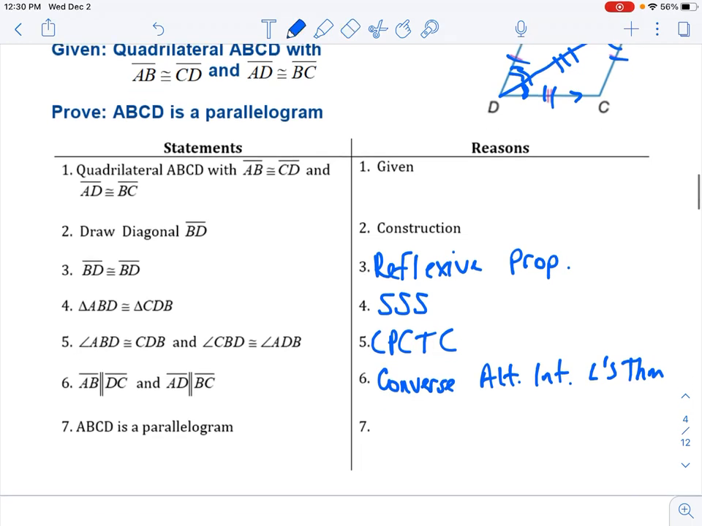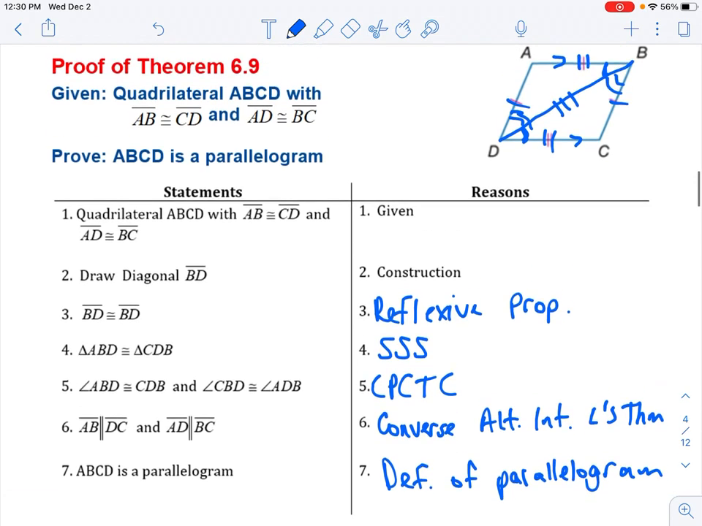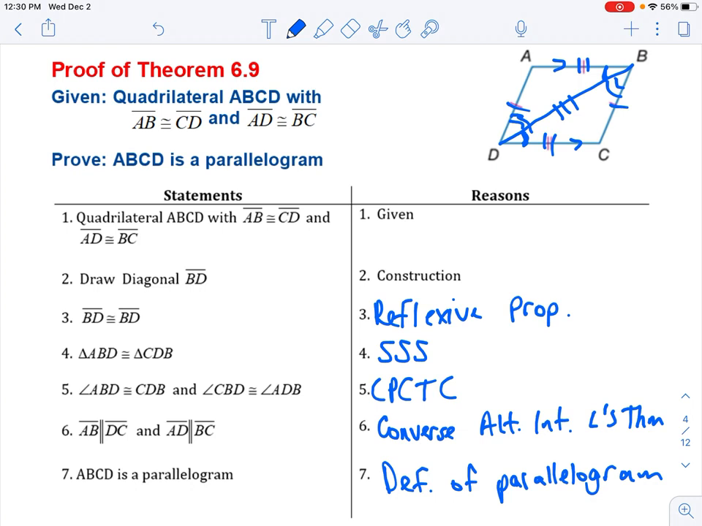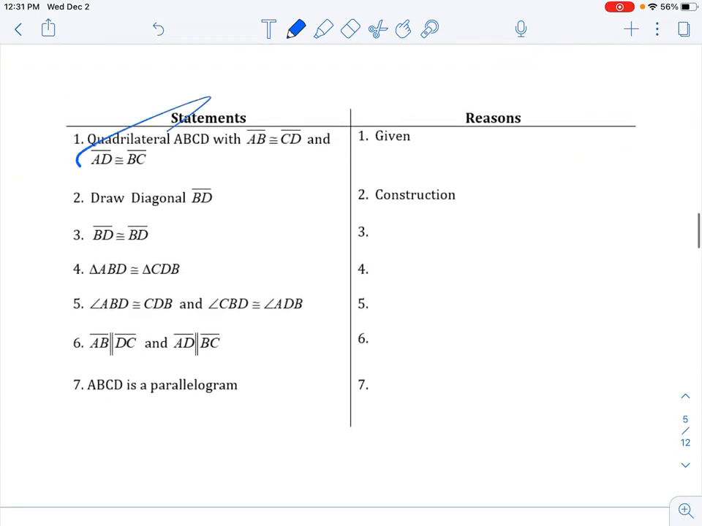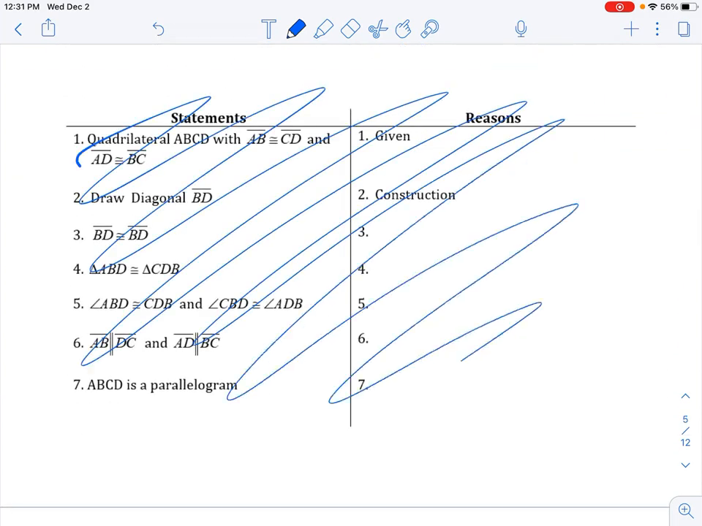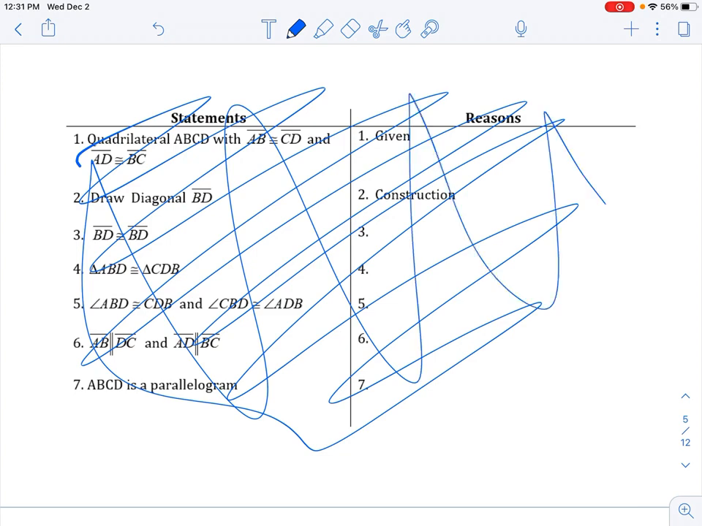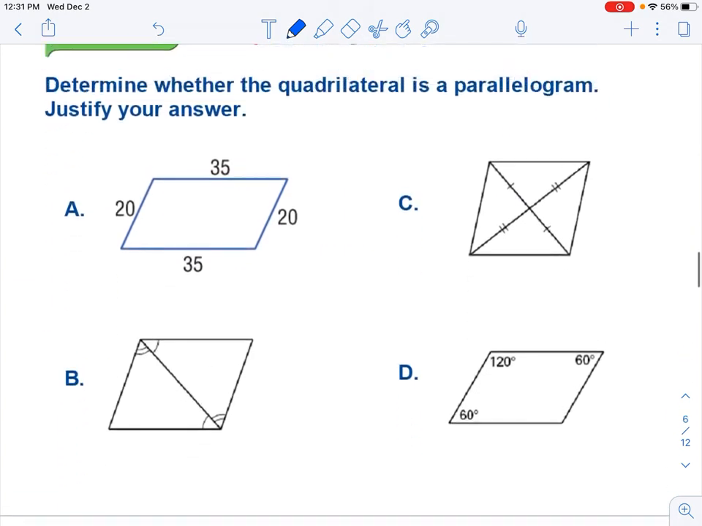So then ABCD is a parallelogram by the definition of a parallelogram, because we know that two pairs of opposite sides are parallel. And we're done. And then this next slide, that's just a repeat. I'm not sure why it got repeated, so no need for that. We'll come to the next one.